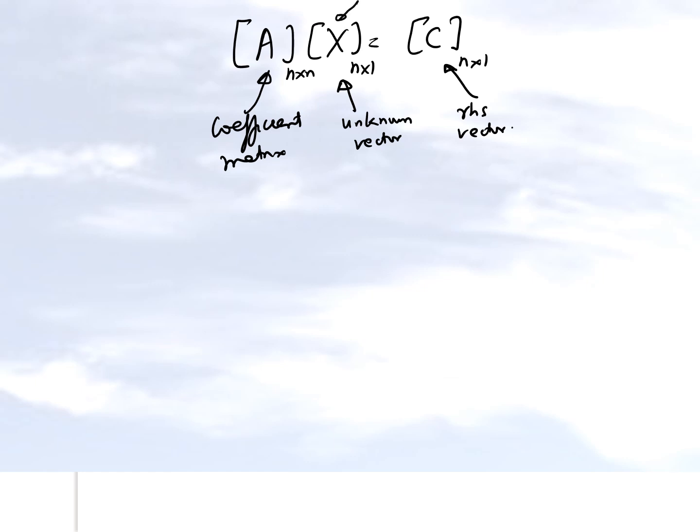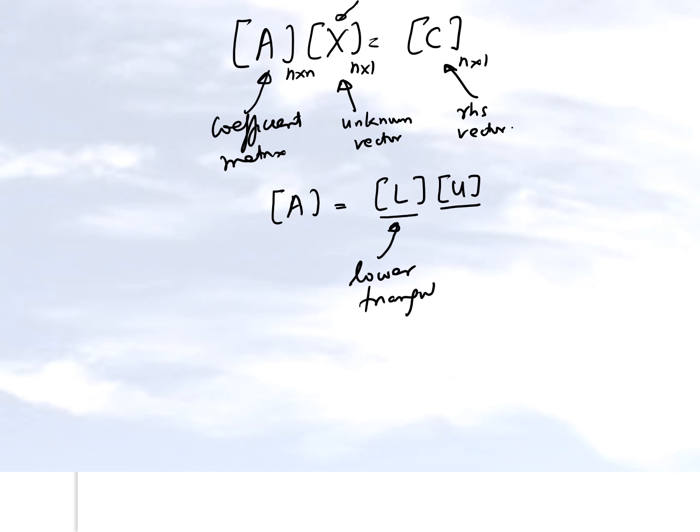That's the bottom line. What the LU decomposition basis is that one can write the coefficient matrix, the square matrix, as a form of L times U, where L is what we call the lower triangular matrix, and U is called the upper triangular.